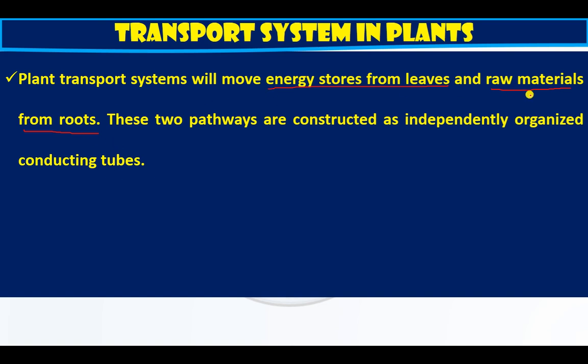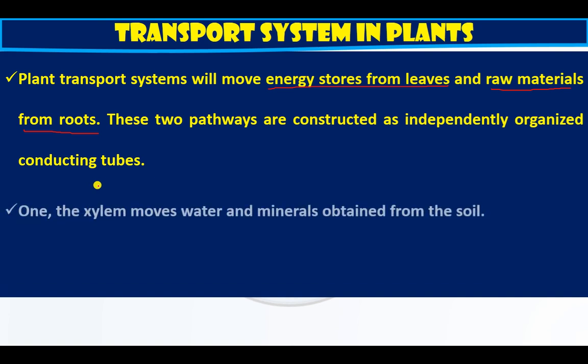From roots we want to transport raw materials like water and minerals, and for this we are having two independent pathways or two different independent conducting tubes. યાદ રાખજો, હ્યુમન બીઇંગ્સ માં કેવું હતું? બ્લડ જ હતો. ઓક્સિજન વાળો પણ, ઓક્સિજન વિનાનો પણ, કાર્બન ડાયોક્સાઇડ વાળો પણ. There was a single transporting fluid called blood. Here we are having two different conducting tubes. Let us see what are they.